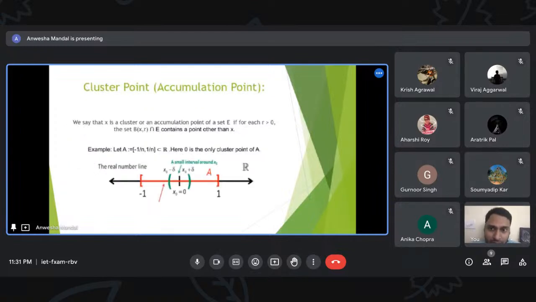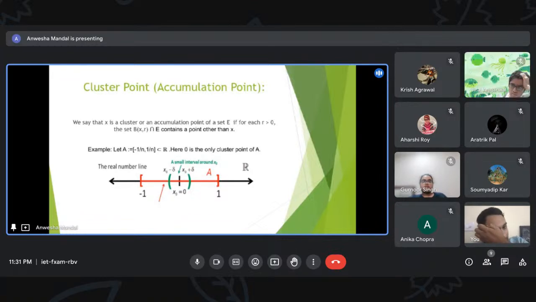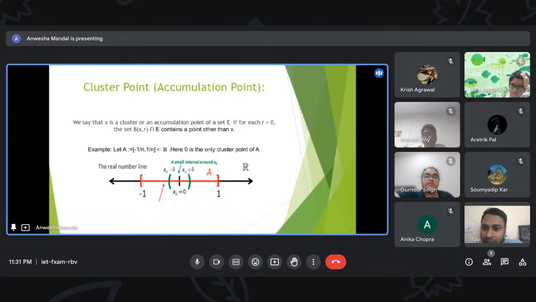Now we will talk about cluster points or accumulation points. We say that x is a cluster point or an accumulation point of a set E if for each r greater than 0, the set B(x, r) intersection E contains a point other than x. The difference from a limit point is that limit points may also contain x, but in a cluster point, x will not be the common point of B(x, r) intersection E.